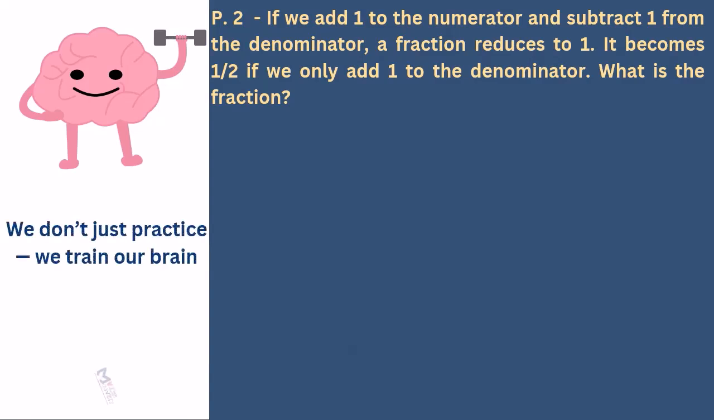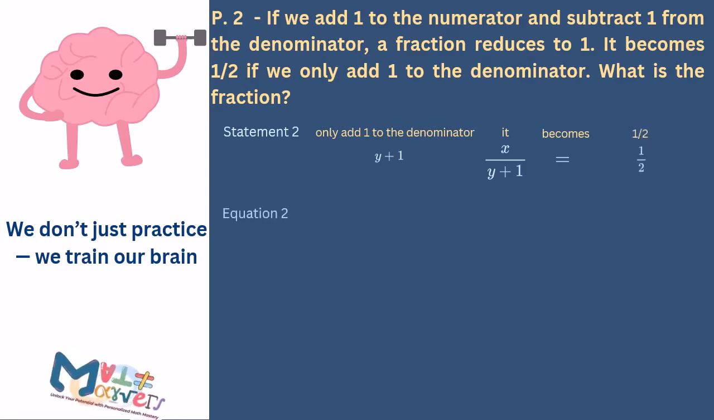Statement 2. The second condition says, if we only add 1 to the denominator, the fraction becomes 1/2. Spot the keyword becomes. Just like is, that means an equal sign. Now the numerator stays x. The denominator becomes y plus 1. So the equation is x divided by y plus 1 equals 1/2.